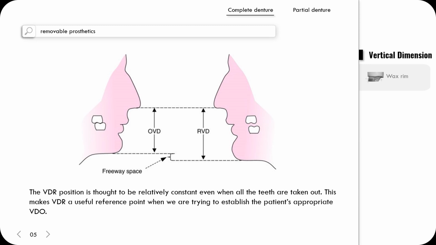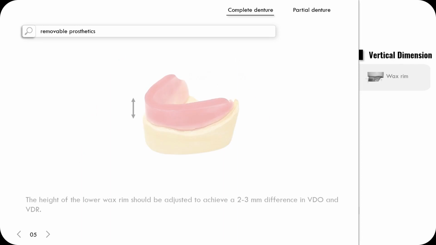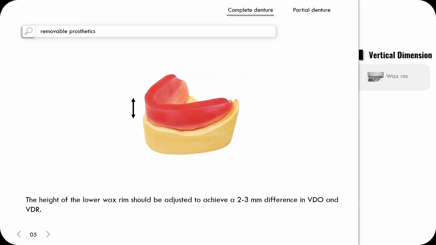So it becomes a very useful reference for us to establish how tall to make this lower rim. The height of the lower rim should be adjusted so that we get a 2 to 3 millimeter difference between the vertical dimension of occlusion and the vertical dimension of rest.